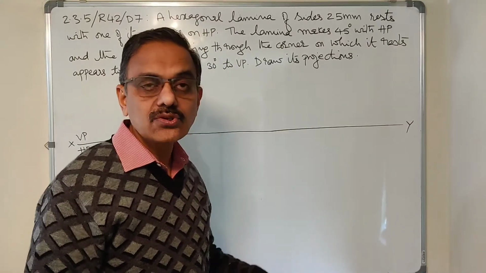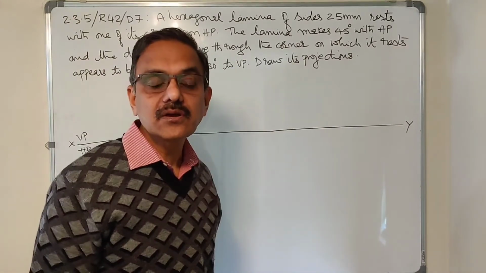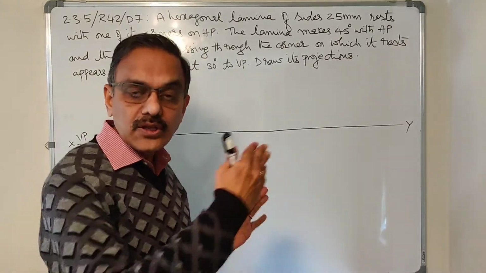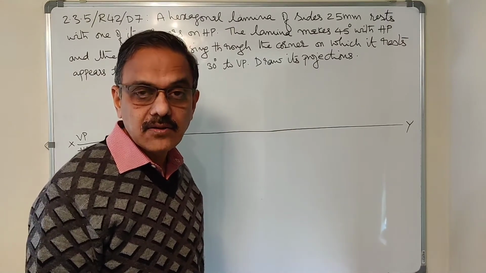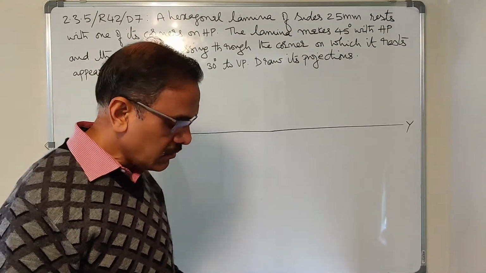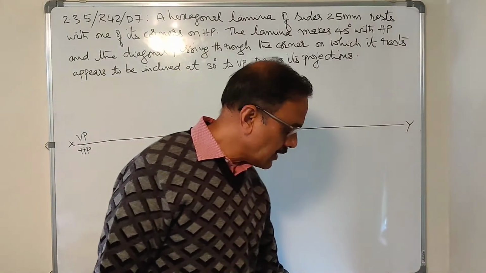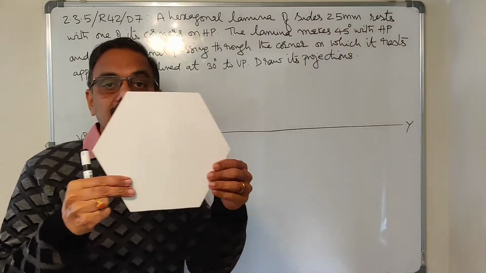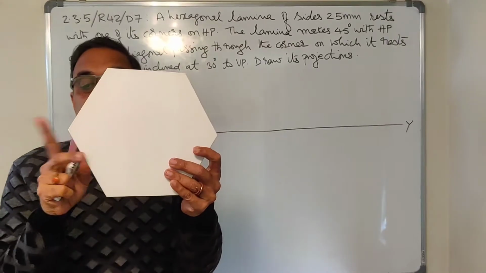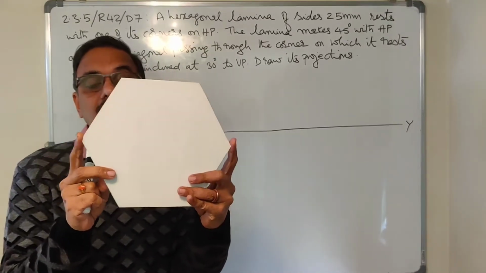So I know that I have to start by drawing the top view first. I also know that I have to keep a corner on the right side. Corner of the hexagon on the right side. Okay. So let me do that now. It is a hexagon. Let me show the two steps also in 3D for you. This is a hexagon. Okay. These are its corners. This is a corner. This is also a corner.